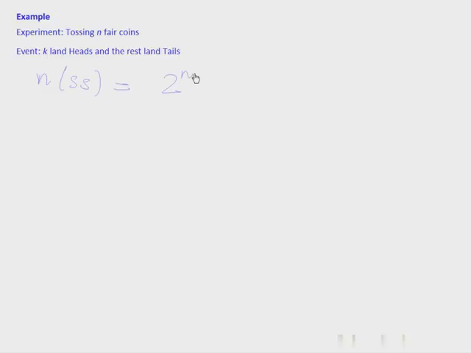We want the event when k land heads and the rest land tails. So what do I need to count? I need to count those outcomes when k of the coins will land on a head and the other n minus k will land on a tail. So I'm going to put my n coins and I want k heads, any random k are heads, and the rest are tails.